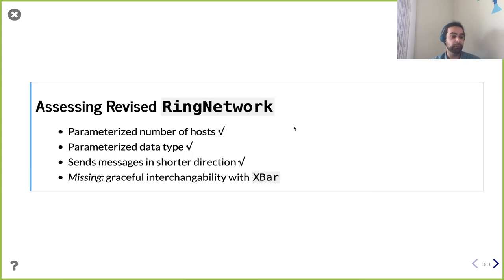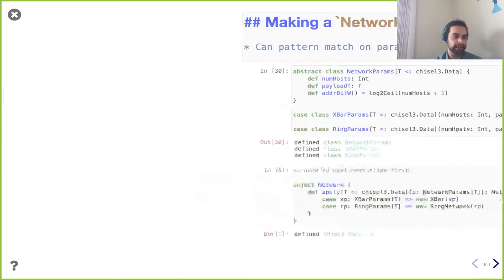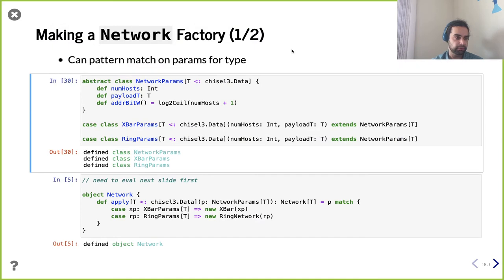Great, so what have we done so far? Parameterized number of hosts, check. Parameterized data type, check. Bidirectional, we can send messages in the shorter direction, check, assuming you filled that logic in correctly. But we don't have that nice interchangeability with the crossbar, right? So let's see what we can do about that. Maybe you want to make a network factory, just saying, hey, I want to call network and have it give me the right thing.